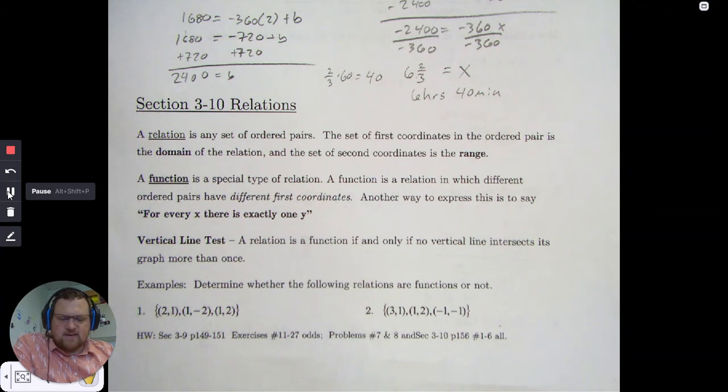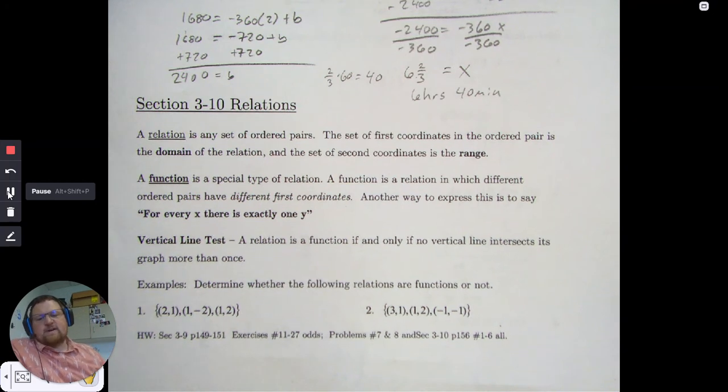Your range is still the second coordinate or the y values in your standard xy point form. So a function is only when for every x there is only one y, whereas in a relation you can go to multiple y values. And as we talked the other day, the vertical line test is the visual representation of how to know that something is not a function. If I draw a vertical line anywhere on that graph and it hits more than one point, that tells me it's not a function, it's only a relation.